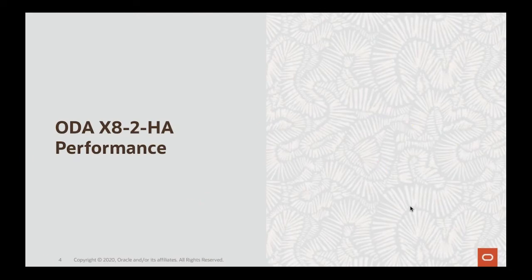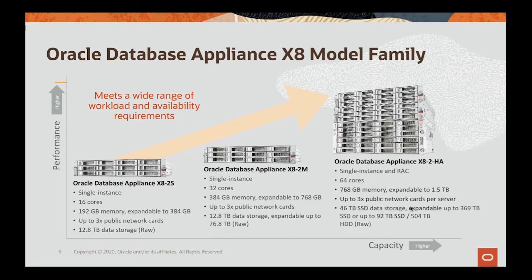So let's get started on the performance. This is just to refresh your mind on the X8 model family. We have three models: the S, M, and the HA model. Today's presentation on the performance is primarily focused on the HA model. As you can see, it's our high-end model that consists of up to 64 cores, and the memory could be expanded to 1.5 terabytes, and storage could go up to about 369 terabytes of SSDs, or the high-capacity version that goes up to over 500 terabytes of HDDs. Now, the performance paper is primarily on the SSD because that provides the best I/O performance for the system. So we're going to focus on the SSD performance today.